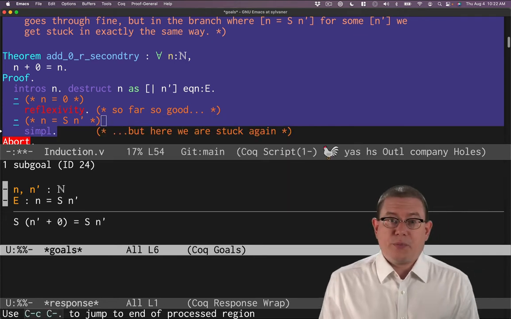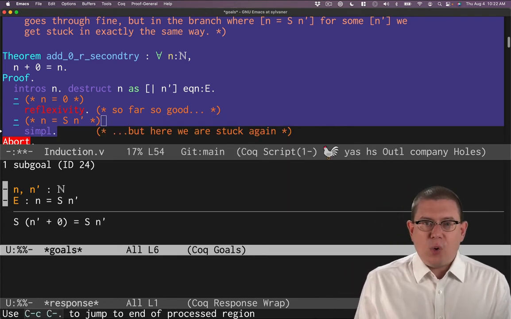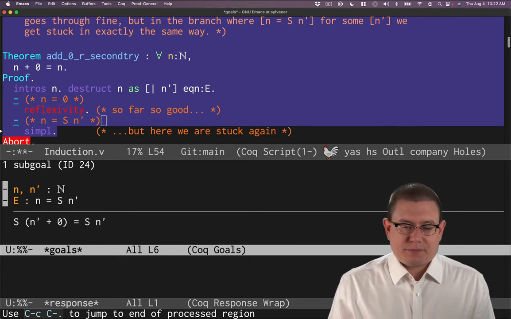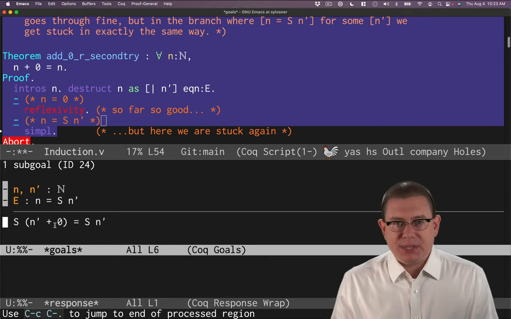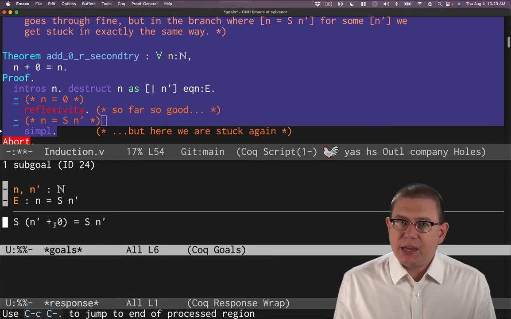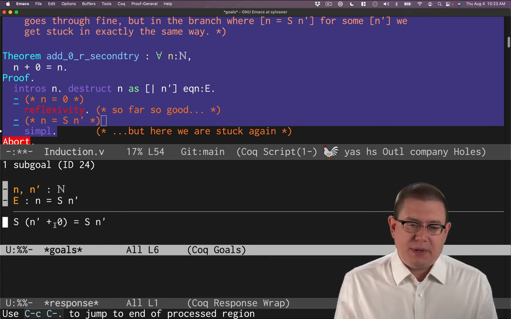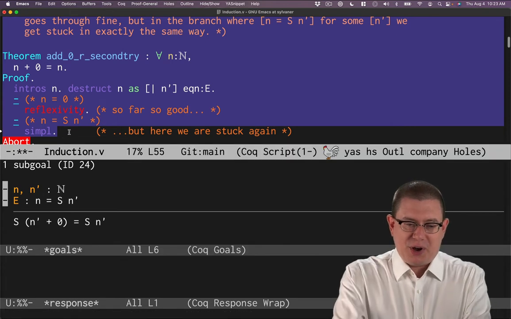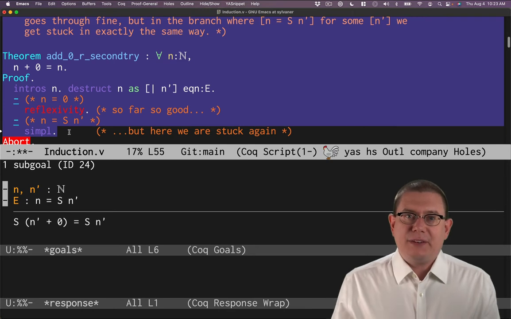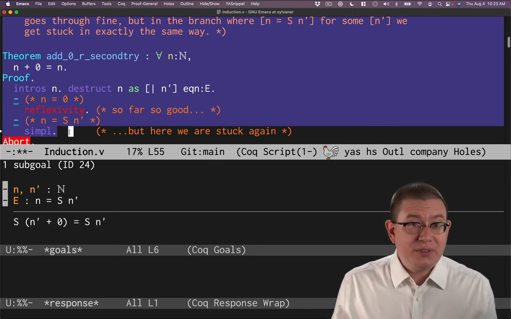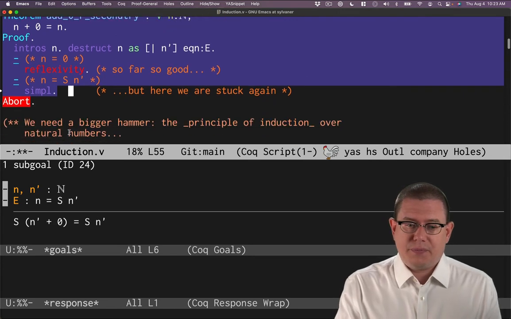Okay, so that makes a little bit of progress, but now we're stuck again. Now there's no way to get past that n prime plus zero because we don't know anything about what n prime is. I mean, I guess you could, if you want, try destructing on n prime here, but this problem is just going to recur again and again and again. That's a good sign that induction is what we need at this point.